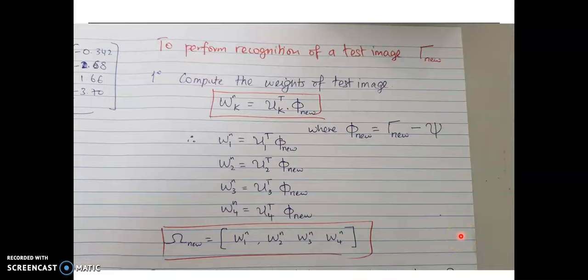To perform face recognition of a test image, gamma nu, against the training data set that we have, first we compute the weights of the test image using the following equation. We multiply the eigenvectors transpose times phi nu, where phi nu is the difference between the test image vector and the mean. So for W1, you multiply the eigenvector U1 transpose times phi nu, and likewise for W2, W3, W4. You get a series of 4 weights for the test image.